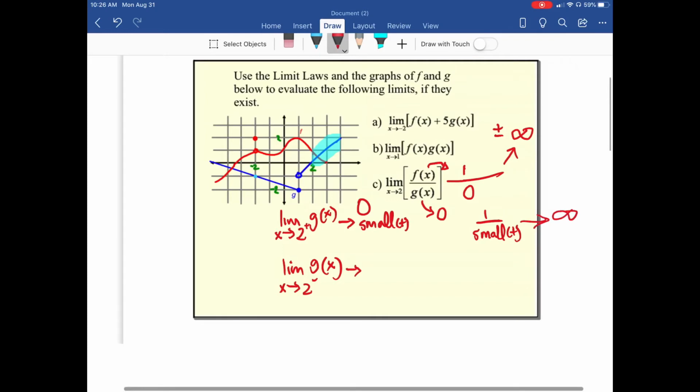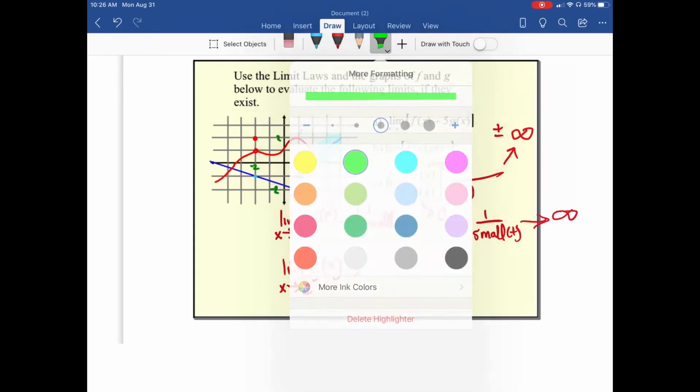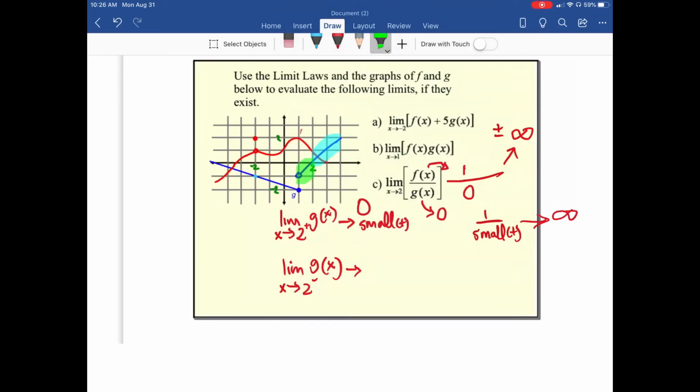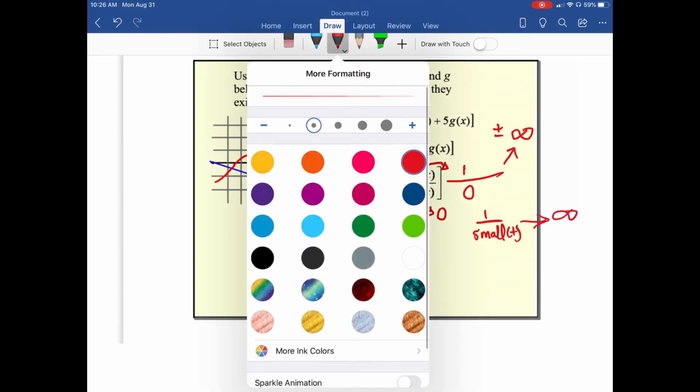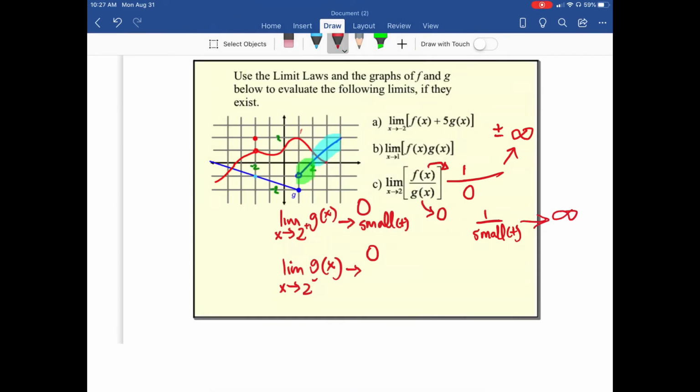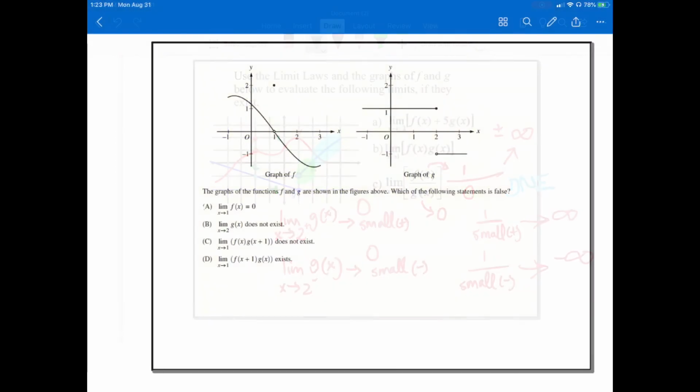Now, as I'm approaching 2 from the left, that's when we're seeing that it's approaching 0, correct? But from what direction? So now it's approaching 0, but it's getting tiny, tiny, and it's a small negative number. So what's my issue when I have 1 over a small negative number? Well, that approaches negative infinity. So our conclusion, because they're approaching different values from both sides, we get a DNE.